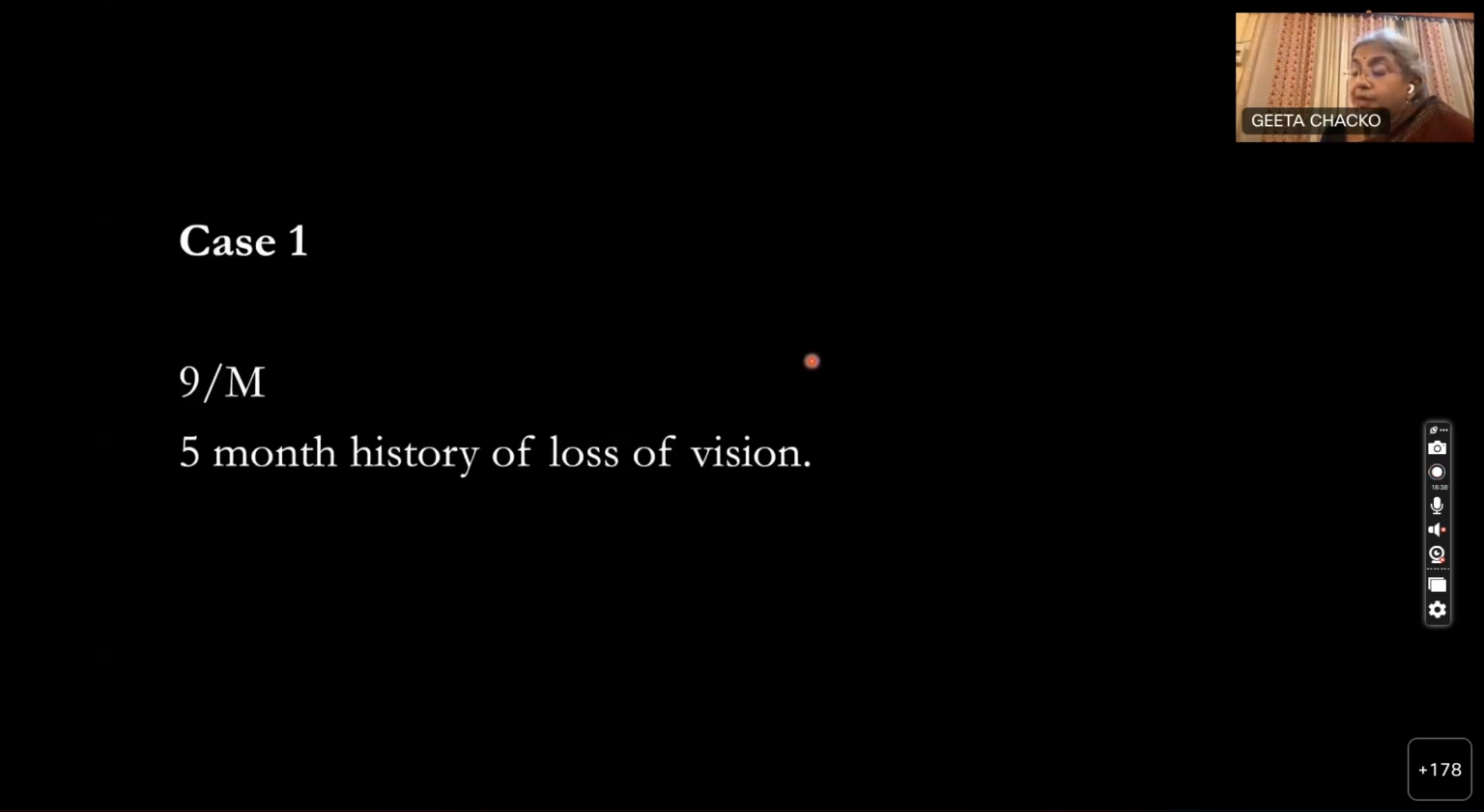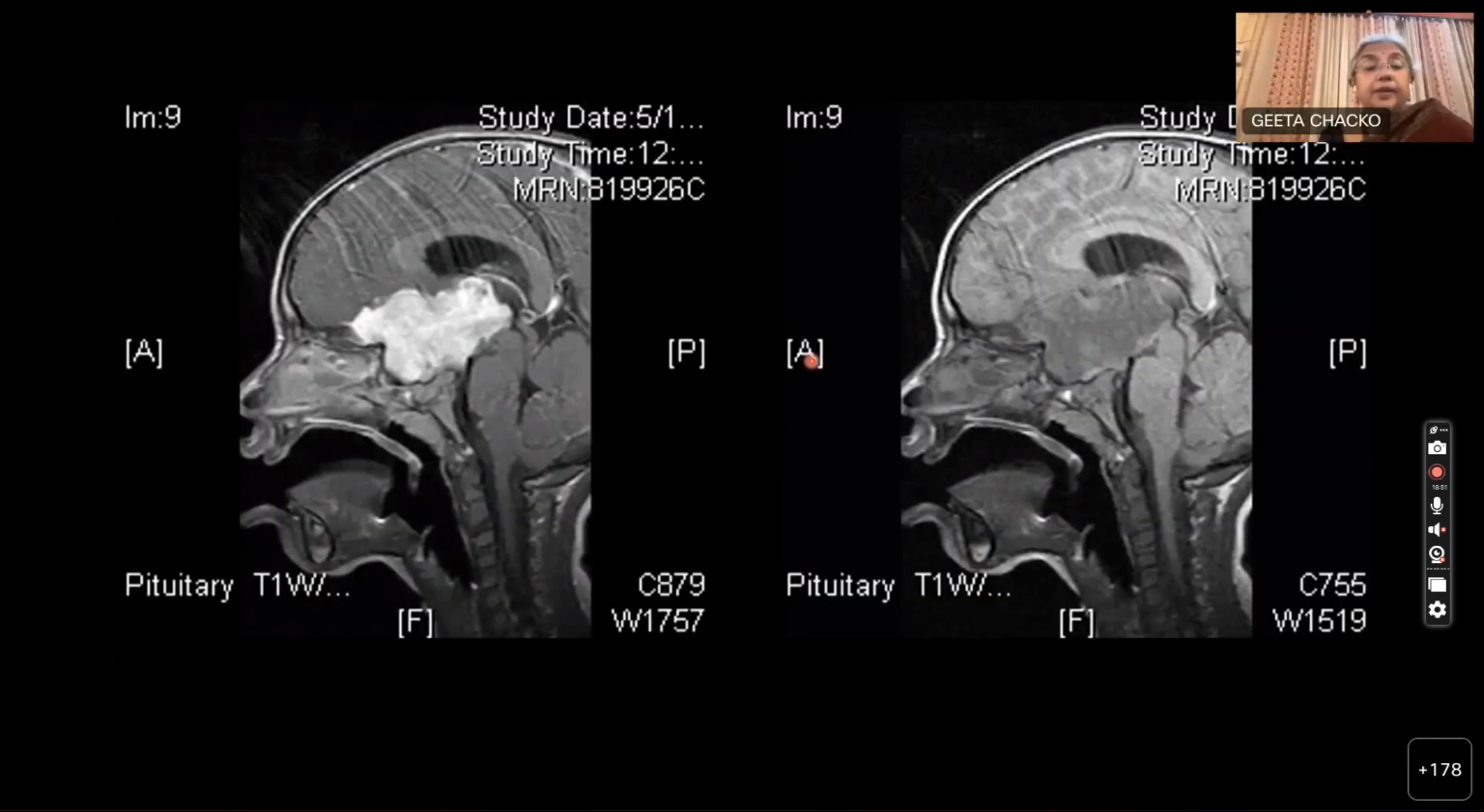So, with that, we'll start with the first case. I think it goes to Anamika. Yes, ma'am. Case 1. A 9-year-old male with a 5-month history of loss of vision. Okay. So, Kajri? Yes, ma'am.